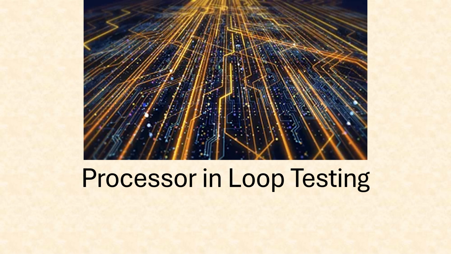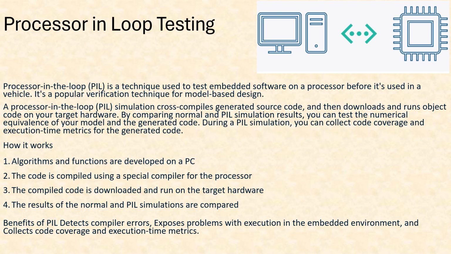Some tier 1 companies also use processor in-loop testing, and I'll explain why it might be redundant, why this might be unnecessary if you are doing good SIL and HIL testing. Okay, here we go. What is processor in-loop testing? Processor in-loop testing is a technique used to test embedded software on the processor before it is used on the vehicle. It is a popular verification technique for model-based design.